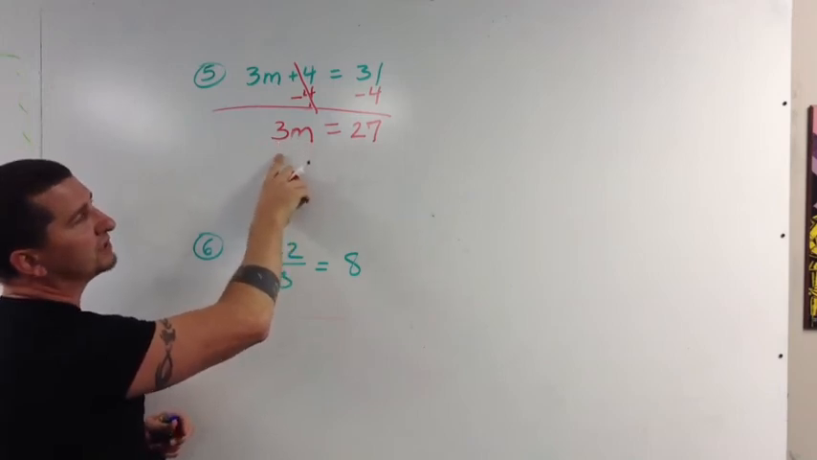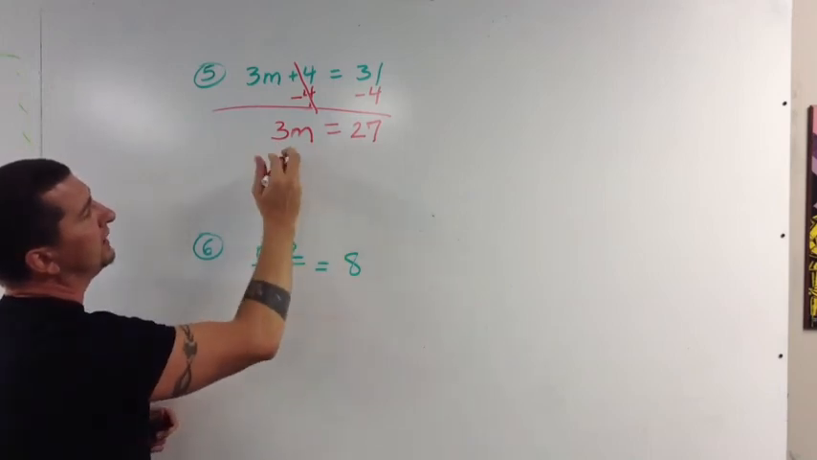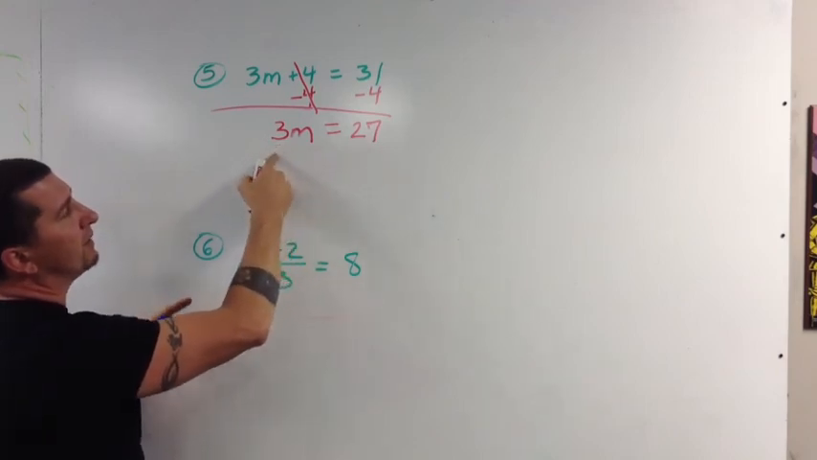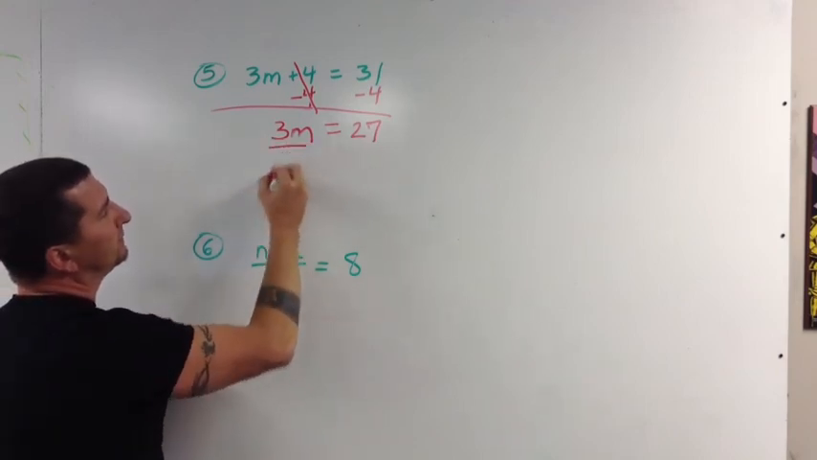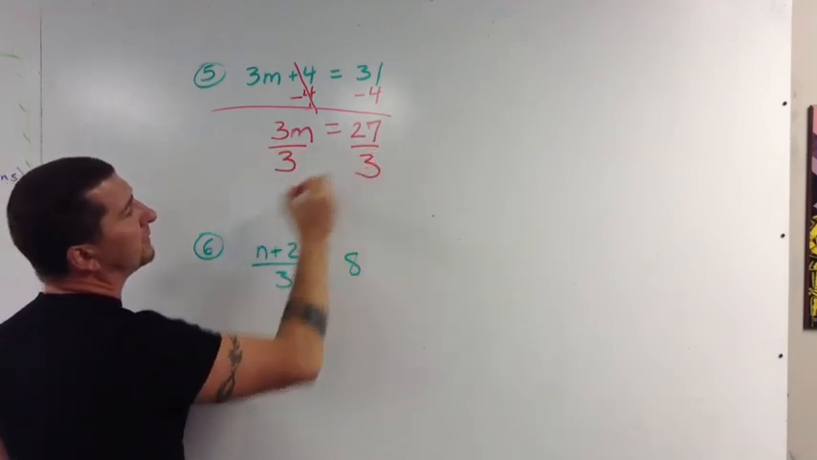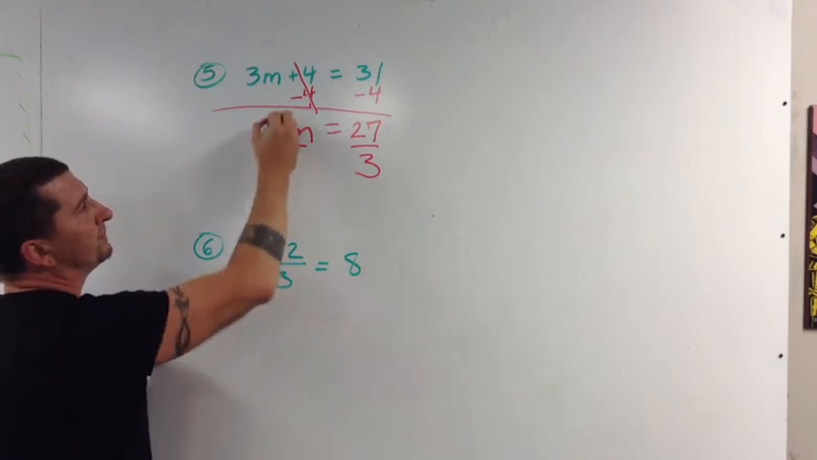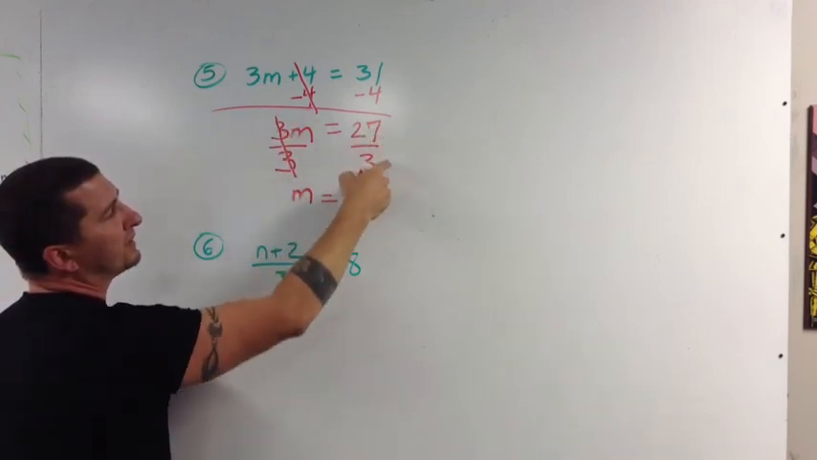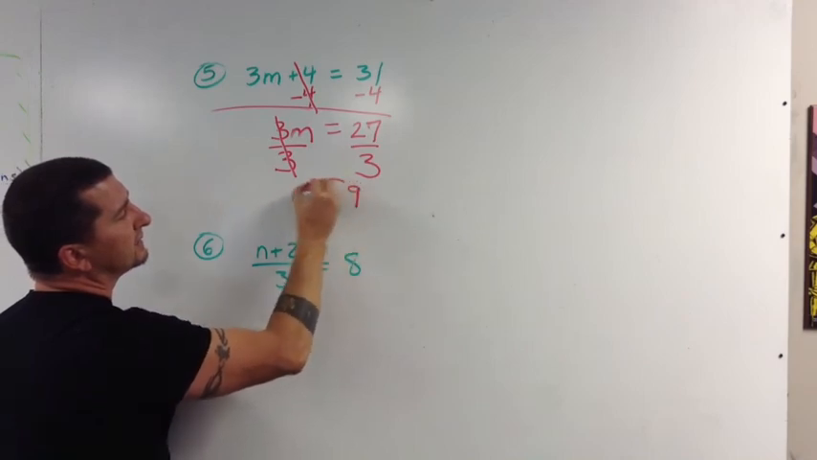We want the coefficient to be 1. We don't want it to be 3. So we're going to divide both sides by this number that's being multiplied to the variable. So we divide by the coefficient 3 on both sides of the equation. We're left with m equals 27 divided by 3, which is 9.